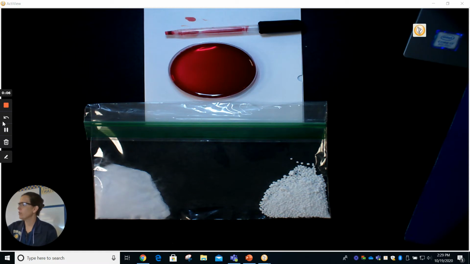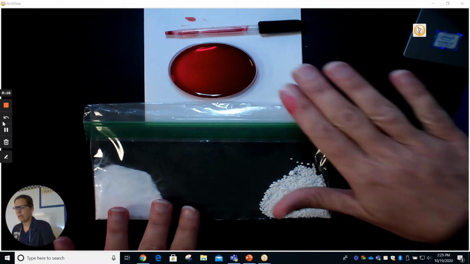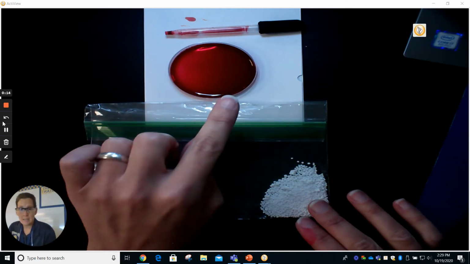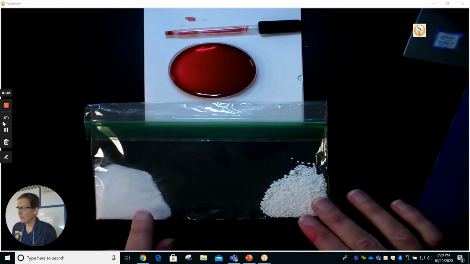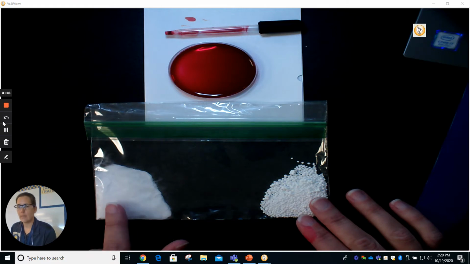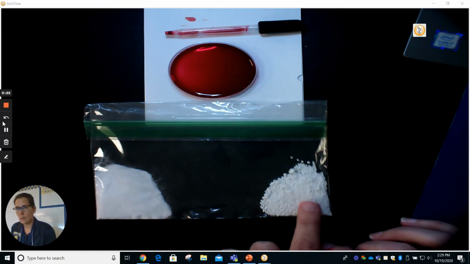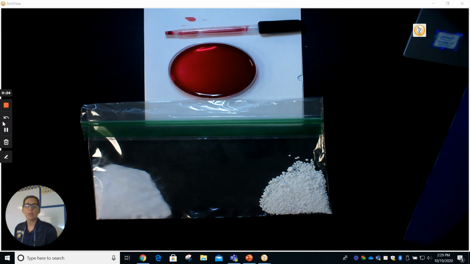So what we're going to do today, we have these three chemicals that you see right here. We have phenol red, 1 teaspoon of phenol red, 1 teaspoon of sodium bicarbonate, and 1 teaspoon of calcium chloride. So what we're going to do is mix these together and observe what happens.